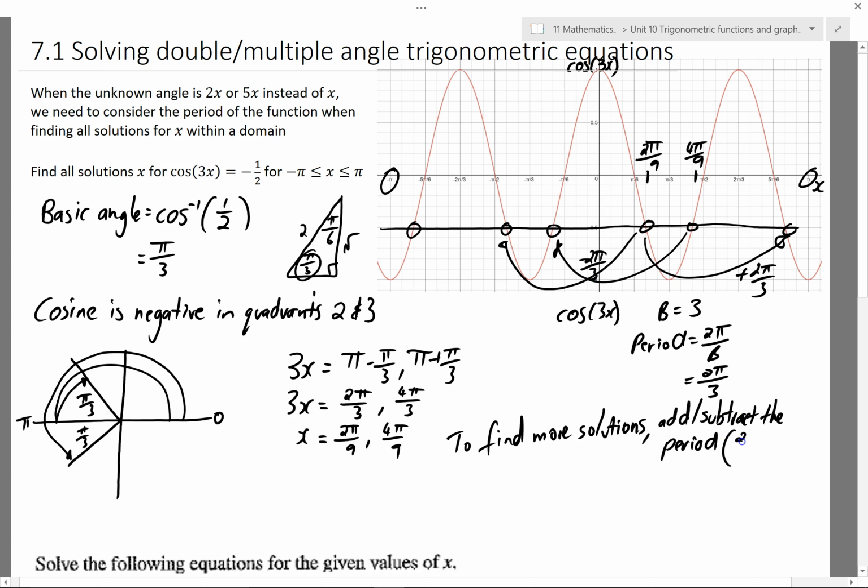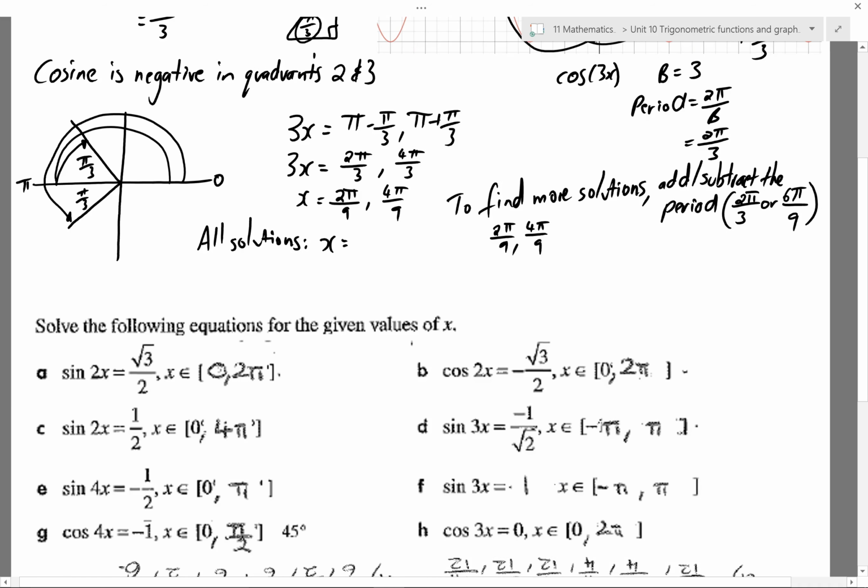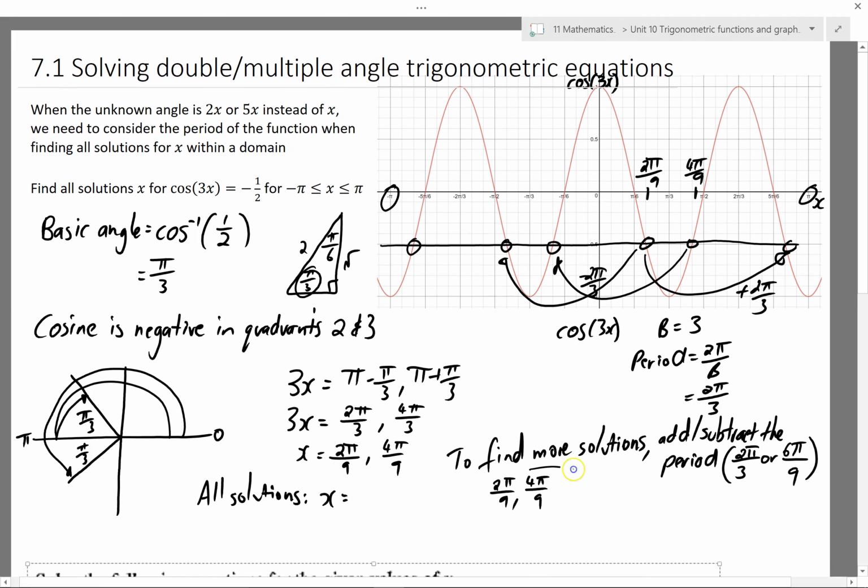So my period here is really 2 pi on 3, but sometimes it's helpful to think of it as having the same denominator as my solutions. So if it was on 9, it would really be 6 pi on 9. So that'll help me do my addition. So now that I'm trying to find all my solutions, I'll put my two original solutions in the middle, and then I'll start to add or subtract the period, which I'm going to think of as 6 pi on 9. So to these first two solutions, I'll add 6 pi on 9, and I'll have 8 pi on 9 and 10 pi on 9.